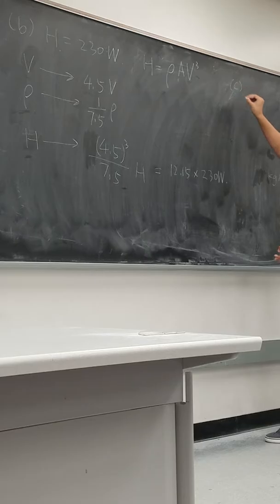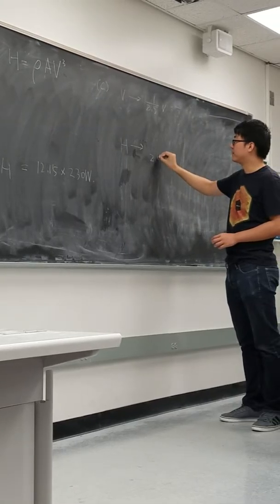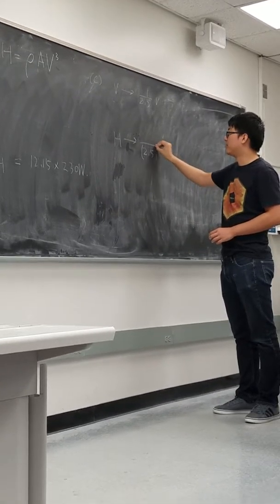Part C is similar, but kind of backwards. So in part C, you want to keep the heat loss the same. And you decrease the velocity, reduce the speed by a factor of 2.5. So if velocity is to be reduced by a factor of 2.5, then H would also be reduced 2.5 cubed times smaller.